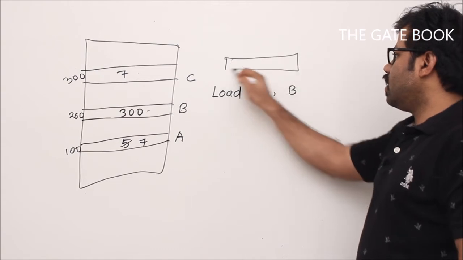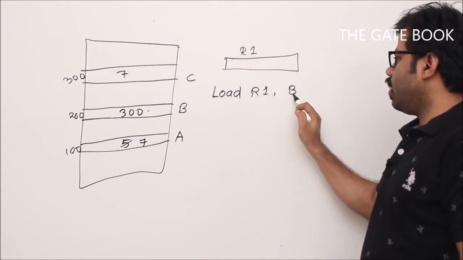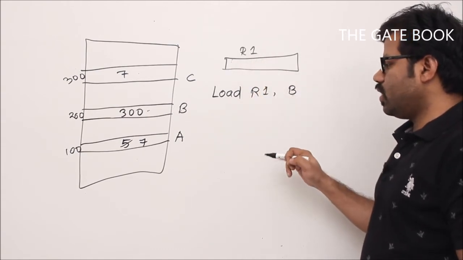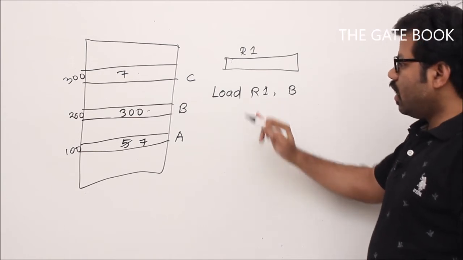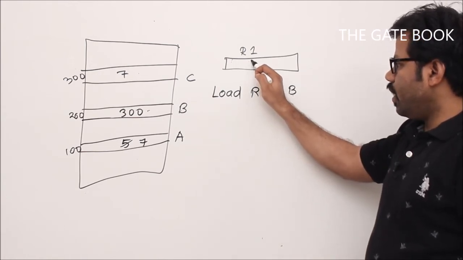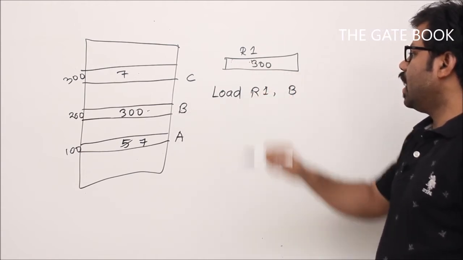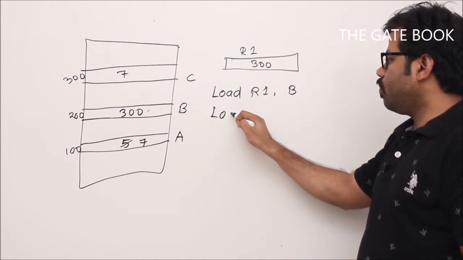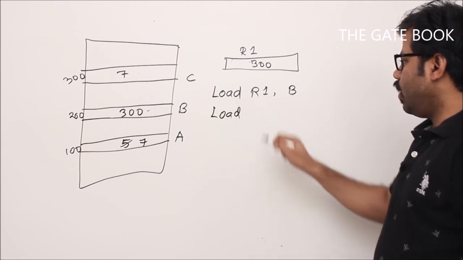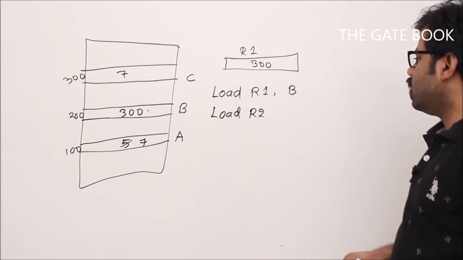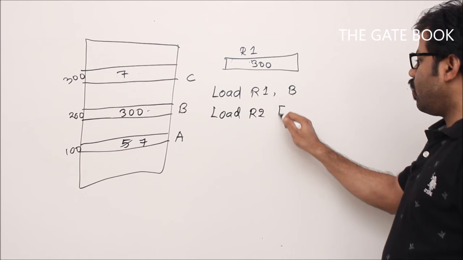Load R1, B means R1 contains a memory address B. Yes, it is possible for us using RISC architecture, correct? This is absolute addressing mode. So B is what? B is 300, right? Yeah. Now next step. Load into register R2, which is nothing but R1.